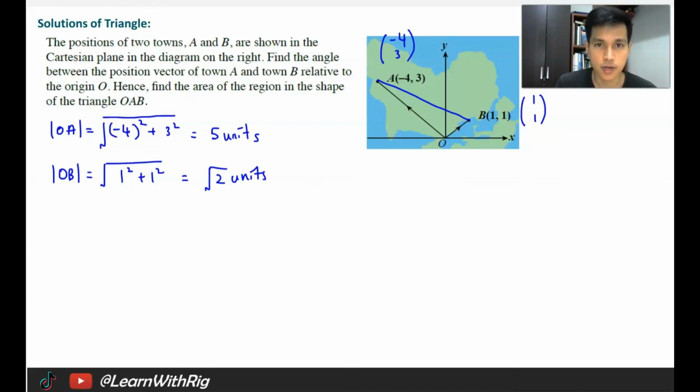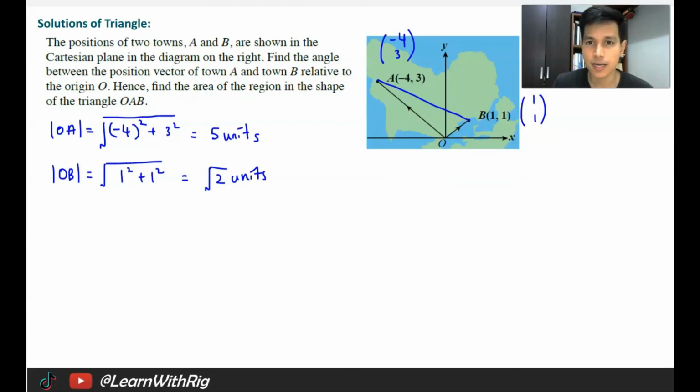Next, you want to find the area. In this case, is it possible for you to use the first area formula, which is ½ab sin C? Can you use the angle? Is there any angle that you can use? Answer is no. Correct? You cannot. So in this case, you can only use Heron's formula. So that means you need all three lengths.